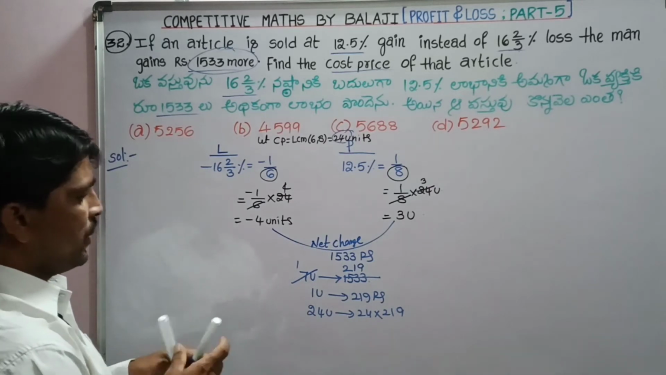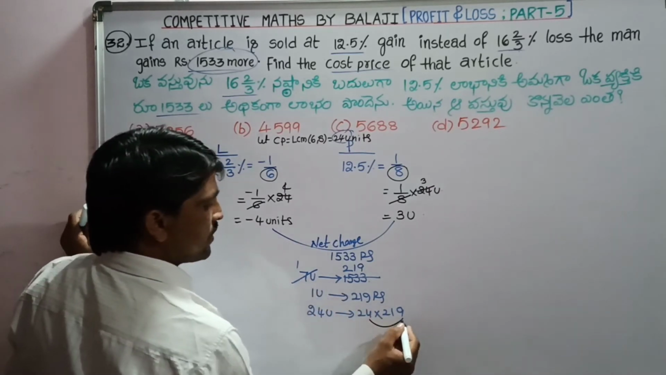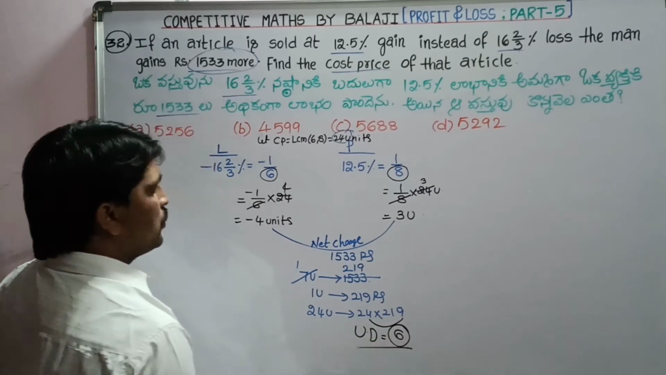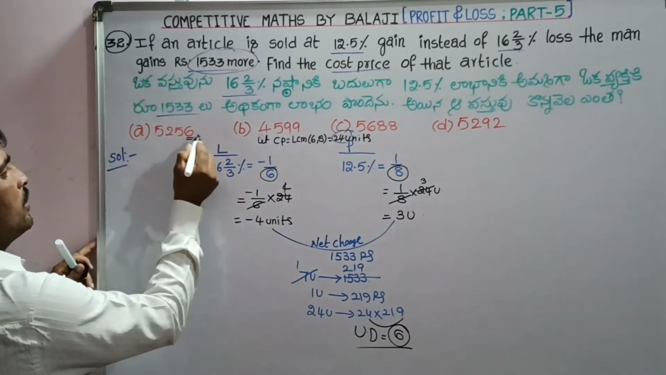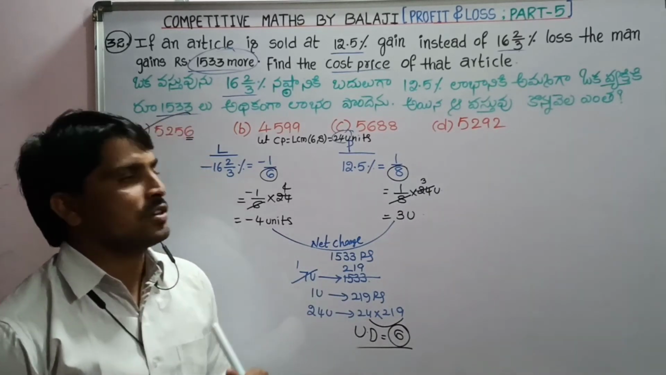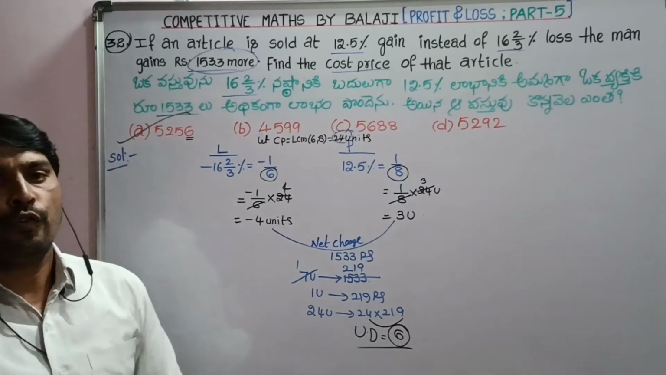Match the unit digit. 4 nines are 36, so the unit digit is 6. Only one option has unit digit 6. So the answer is 5256. Therefore, the cost price of that article is 5256.